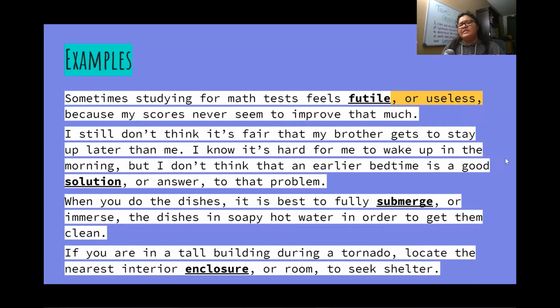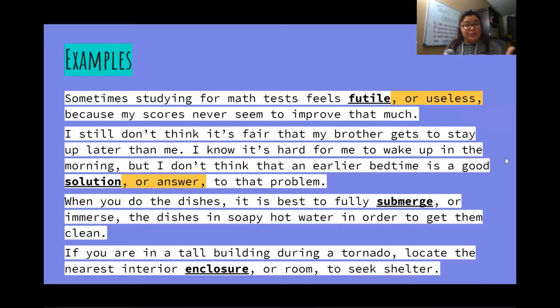I still don't think it's fair that my brother gets to stay up later than me. I know it's hard for me to wake up in the morning, but I don't think that an earlier bedtime is a good solution or answer to that problem. So if we're looking for the meaning of the underlined word, which is solution, what is our meaning? We look for that comma that's followed by a synonym or definition.